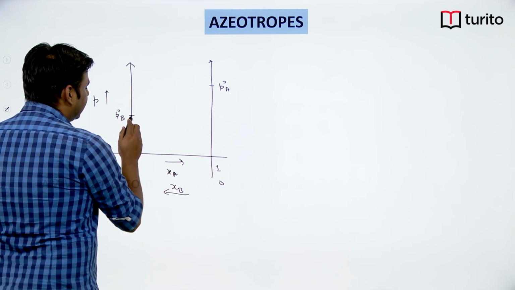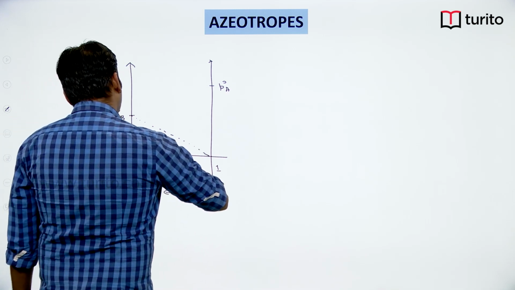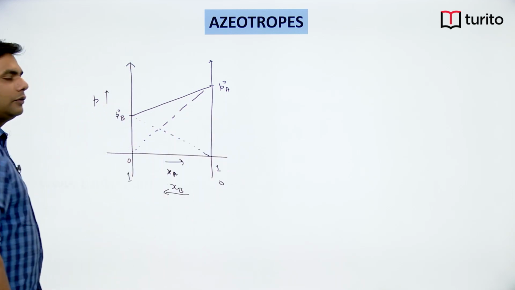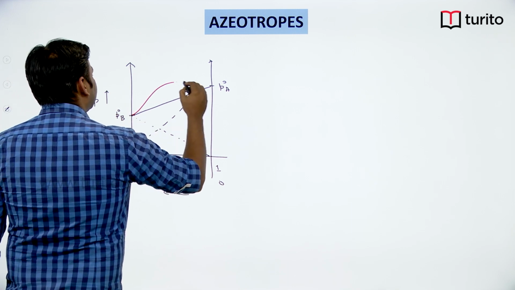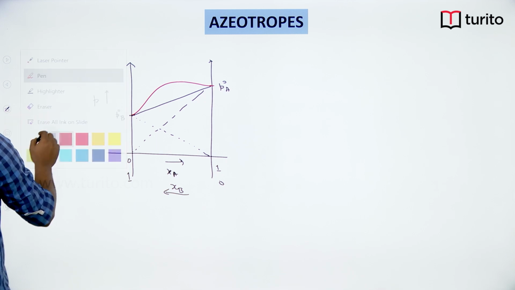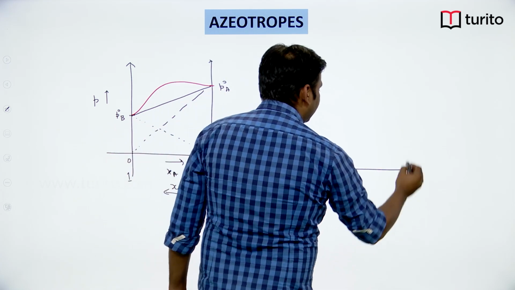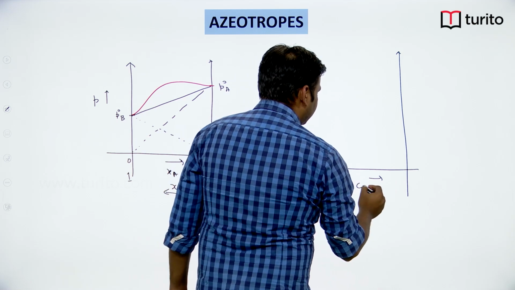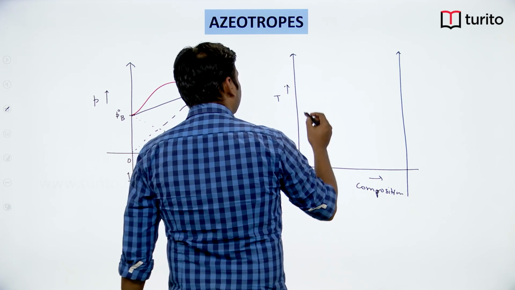This was the Raoult's line for the individual component, and for the total one, this was the total. Any solution showing a positive deviation from Raoult's law will have this as the graph, so it shows a pressure maxima. When we convert it into a temperature versus composition graph, we have a minima. I have already explained this entire concept in the previous module, so I hope you have gone through it.